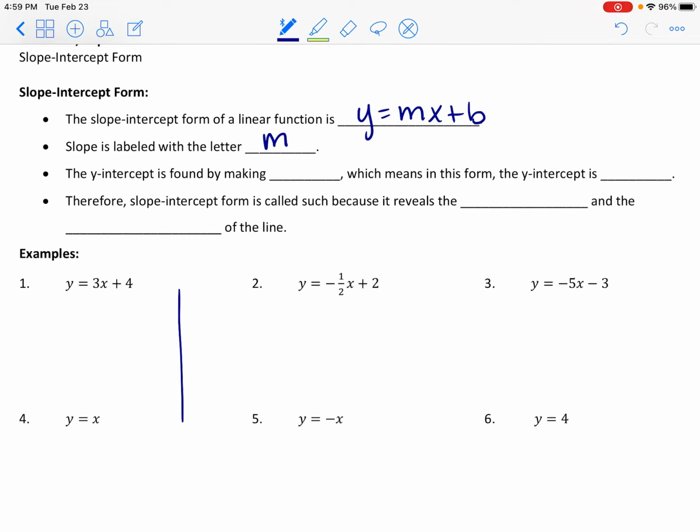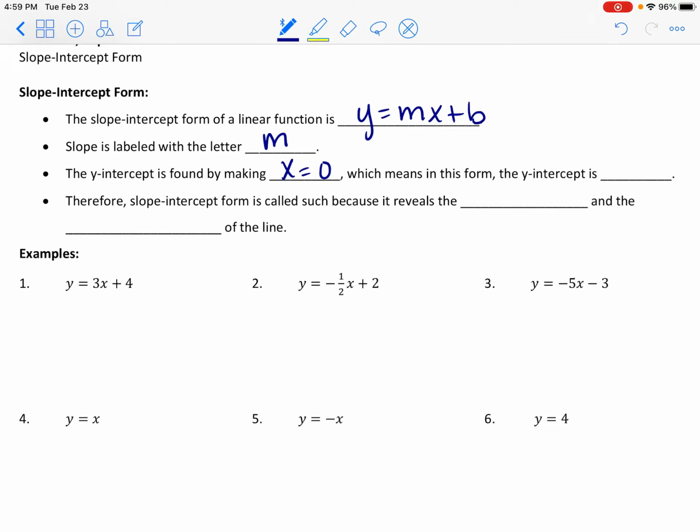And if our graph is crossing the y-axis, let's say that it's here, that would be at 0, 4. Or if it was here, it would be 0, 1. Or if it was here, it'd be at 0, negative 1. No matter where it crosses the y-axis, remember the x value has to be 0. So y-intercept is found by making x equal to 0.